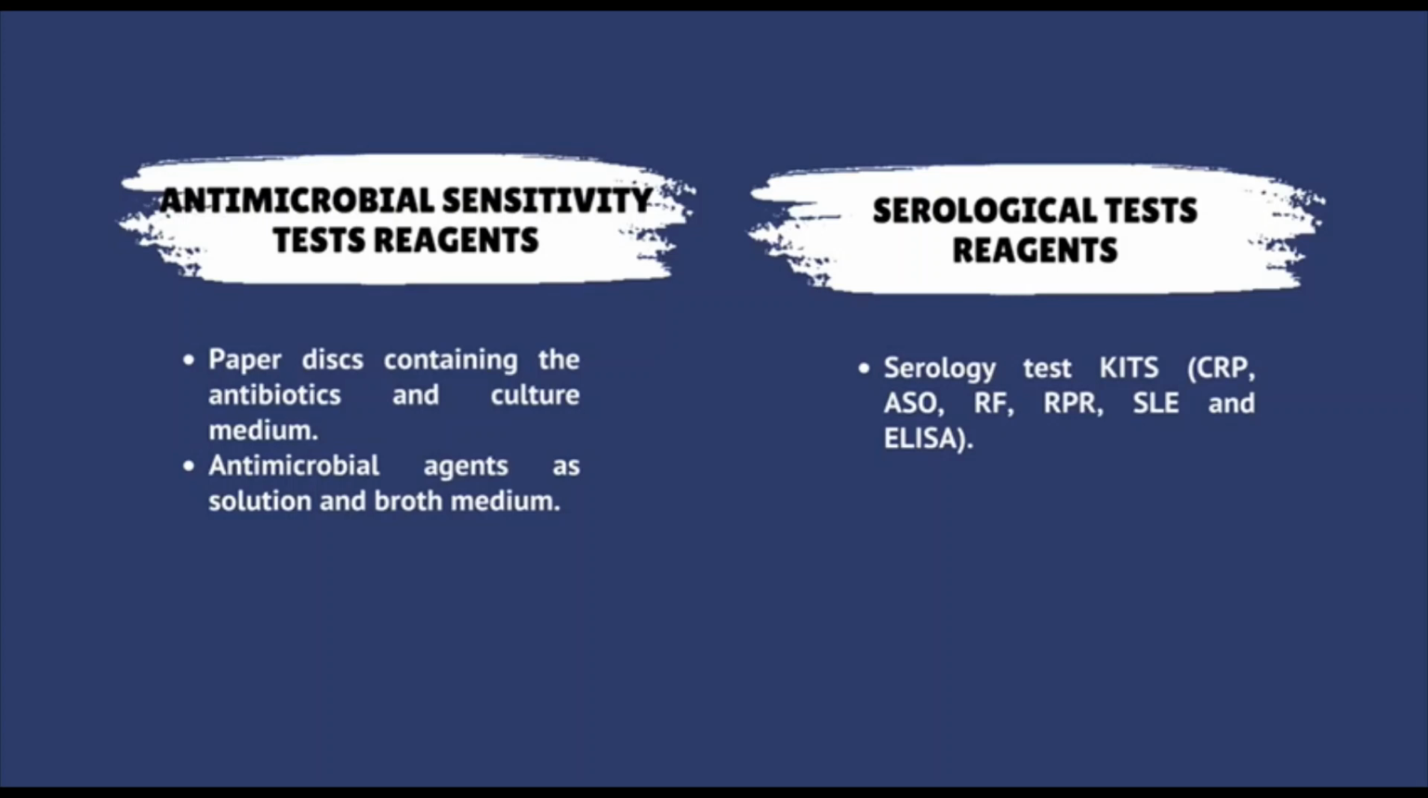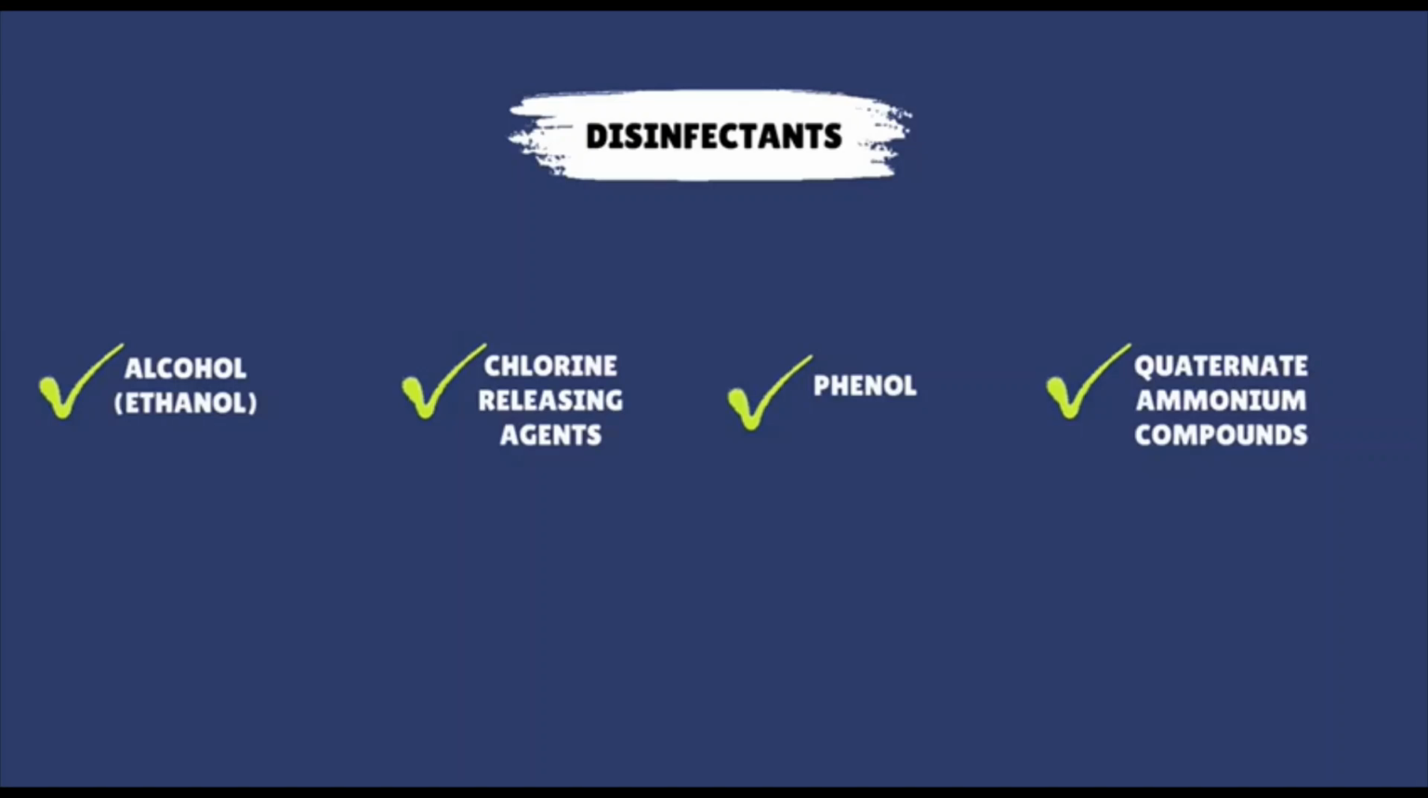Serological test reagents include kits for CRP test, ASO, rheumatoid factor, RPR, SLE, and ELISA. Reagents also include disinfectants, which are alcohol, chlorine-releasing agents, phenol, and quaternary ammonium compounds.